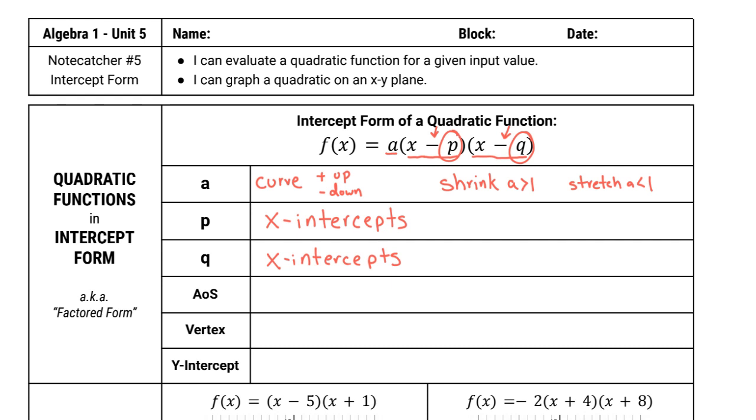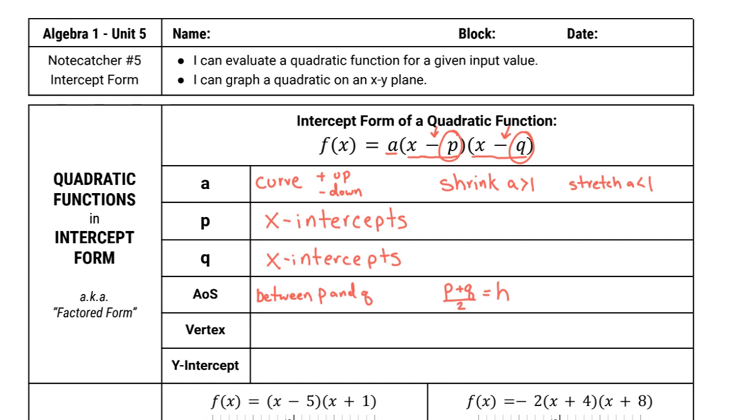Our axis of symmetry we were able to find as the point between P and Q. It's exactly halfway between P and Q, those 2 x-intercepts. Now mathematically, if you weren't sure visually just by looking at it, you could do P plus Q divided by 2, and that'll find you the average of those 2 numbers, or the axis of symmetry. It'll find you that point between.